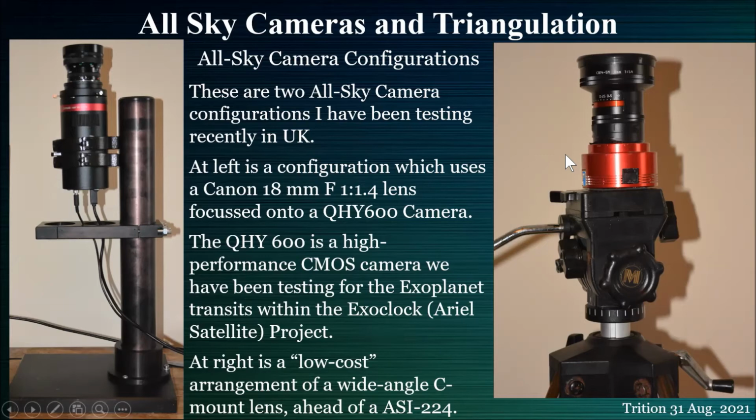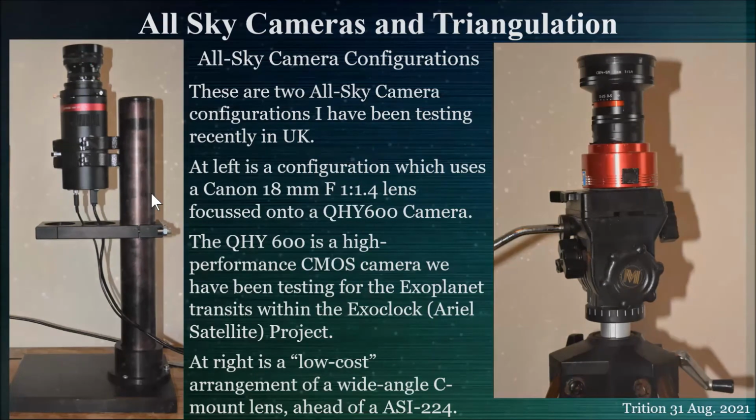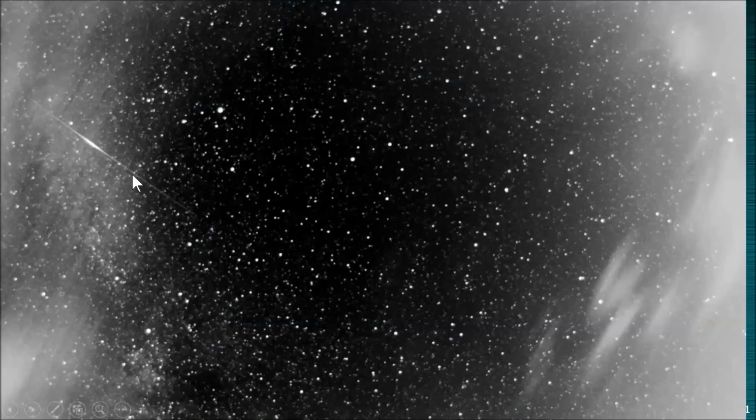No question about it, the one on the left with far more pixels, of course, produces by far the best images in terms of resolution and coverage. But nonetheless, they're two options. The cheap one on the right, the much more expensive one on the left. They really produce, on the other hand, both of them, rather nice images of the sky. Again, this one with the meteor trail here was produced by the QHY 600 camera behind that Allsky lens.